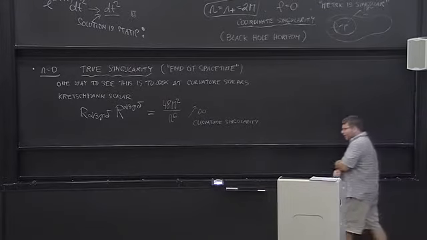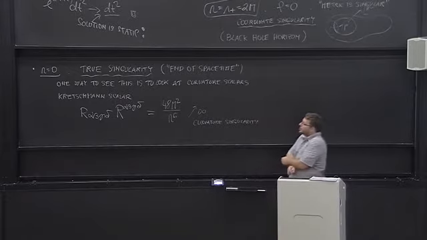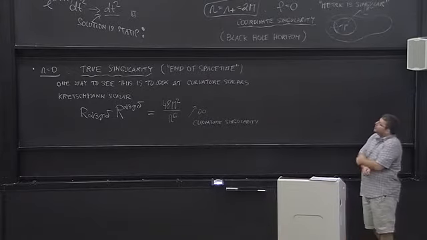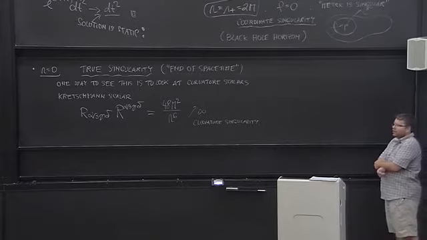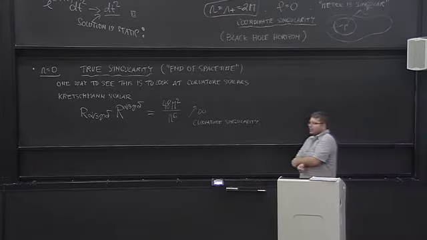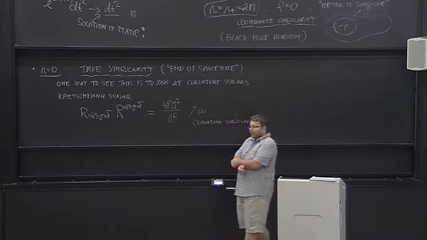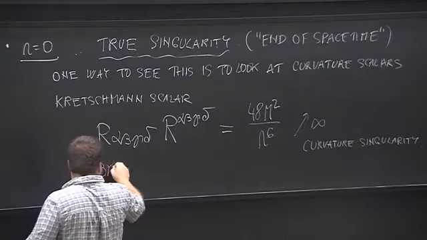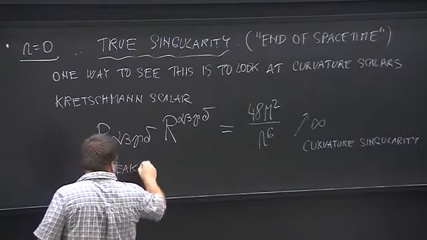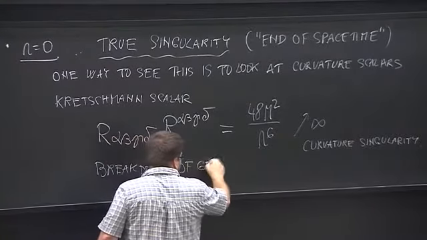Of course, this is a really big hit for Einstein's theory, because Einstein's theory starts from the assumption that space-time is a manifold. You put a metric on this manifold, and then you start solving field equations, and you find a solution. And the solution tells you that actually space-time at this point is not a manifold. So this is really a breakdown of general relativity.